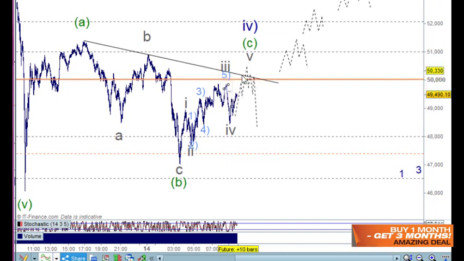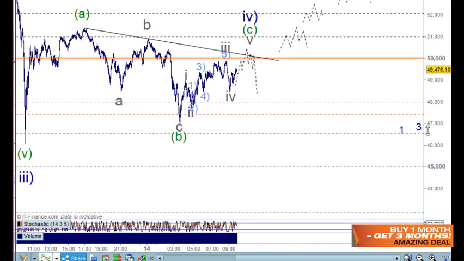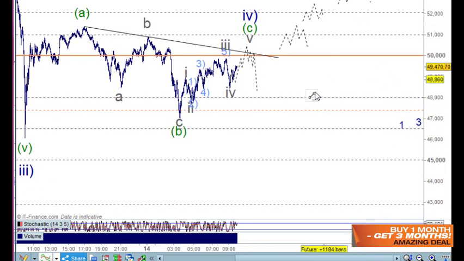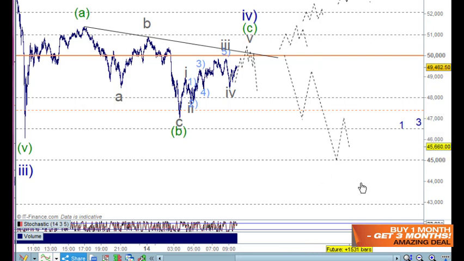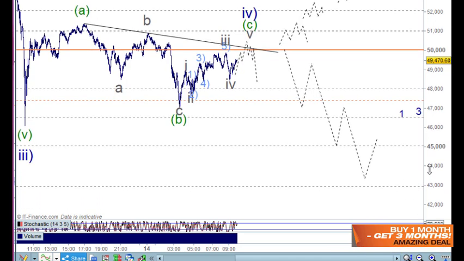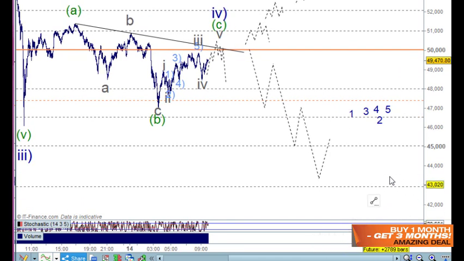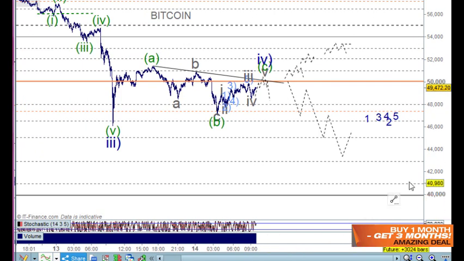So let's just see how it fails here. And if it fails here, then our job is to count 5 waves down here somewhere, something like this. How far it'll go down, I don't know. You just got to count the waves, I guess, and then that will finish that off. So that's about it, really.